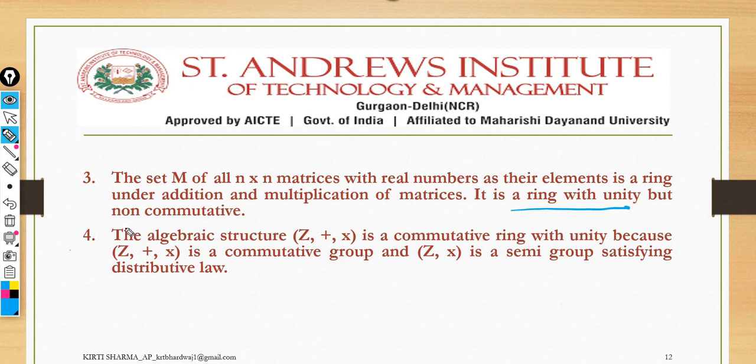Same thing with the algebraic structure of the set of integers: it's also an example of a commutative ring with unity. I'm just extending these keywords to make sure you're getting it very well.